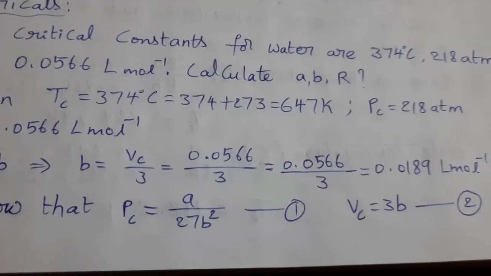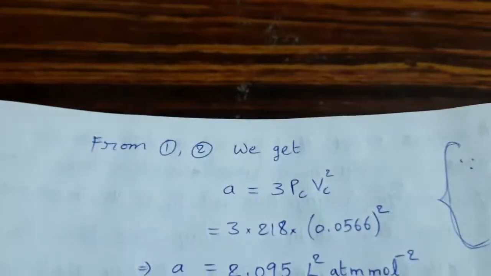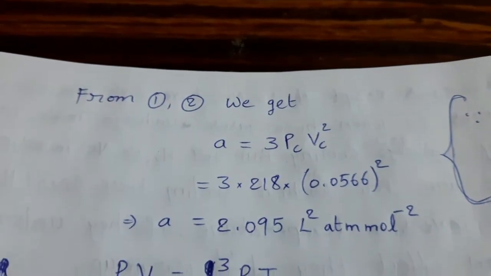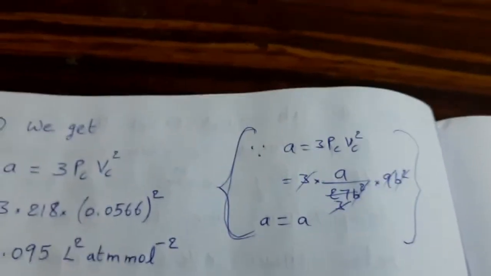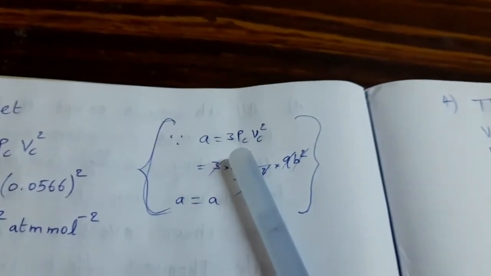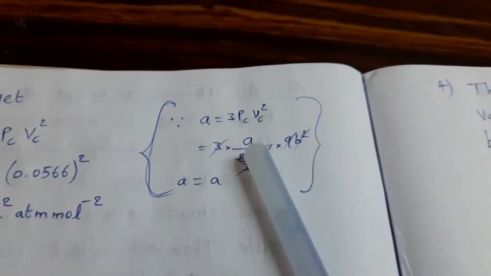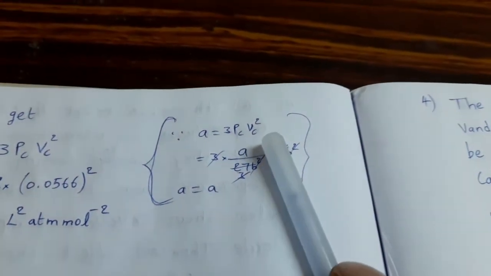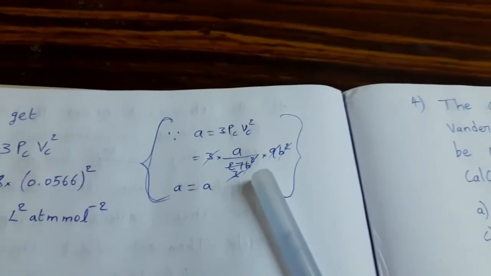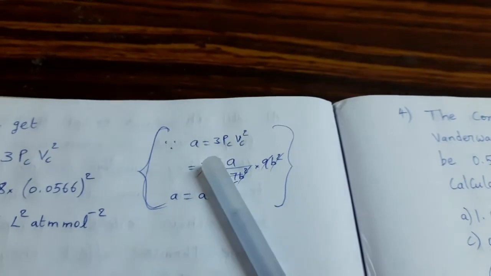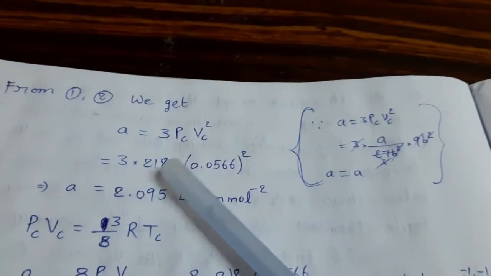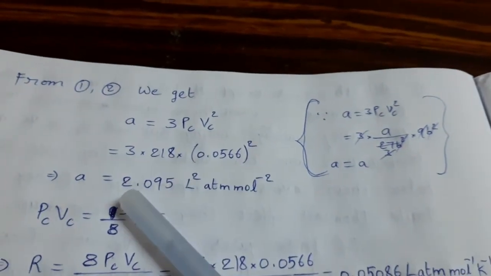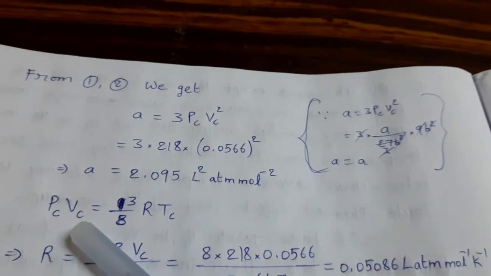Next, we know that Pc equal to a by 27b square, let it be equation 1, Vc equal to 3b, let it be equation 2. Now, from 1 and 2, we get a equal to 3PcVc square. See here, how can we get this formula? Pc means a by 27b square, Vc square means 9b square. So after cancellation, we can get this one. So a we can write in this manner, 3 into PcVc square, substitute Pc value and Vc value, then we can get a.